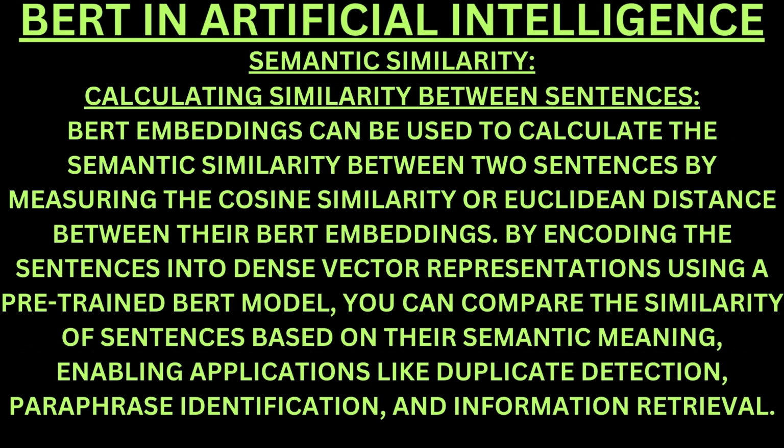Semantic similarity: calculating similarity between sentences. BERT embeddings can be used to calculate the semantic similarity between two sentences by measuring the cosine similarity or Euclidean distance between their BERT embeddings. By encoding the sentences into dense vector representations using a pre-trained BERT model, you can compare the similarity of sentences based on their semantic meaning, enabling applications like duplicate detection, paraphrase identification, and information retrieval.